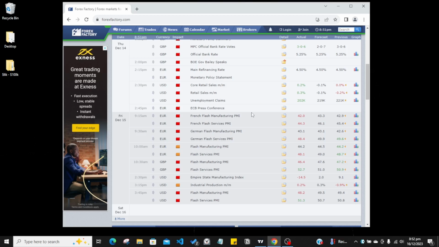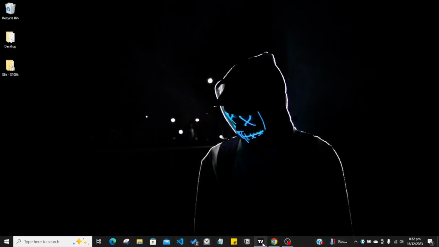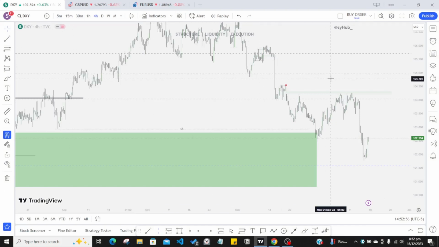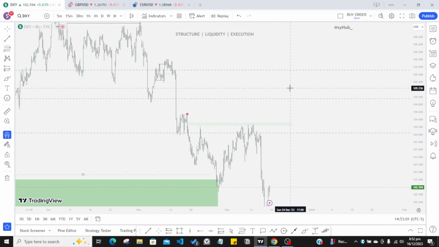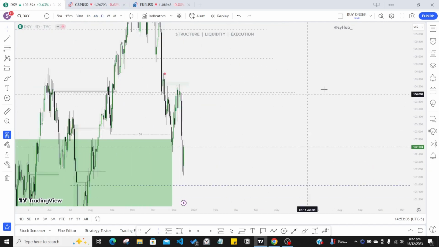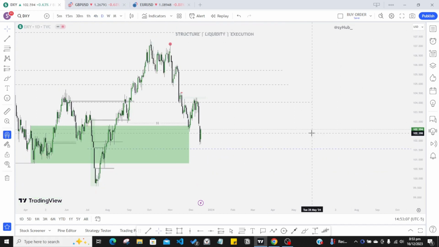So yeah, without further ado, let's dive into the chart and see how this news release affected price delivery this week. The first pair we analyze is the dollar index. So what has the dollar been doing? Let's zoom in and see what price has been doing.